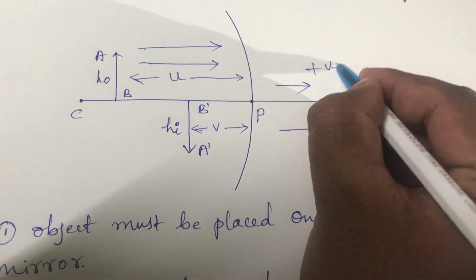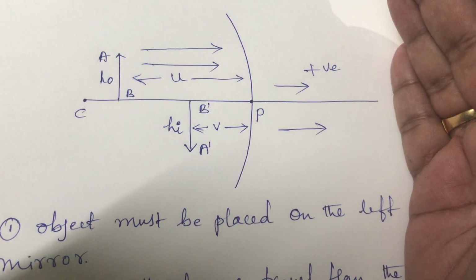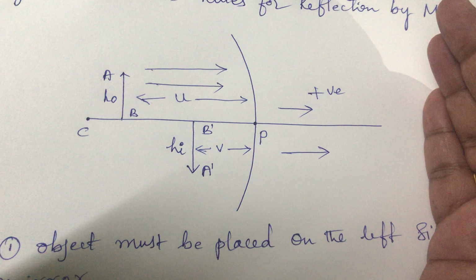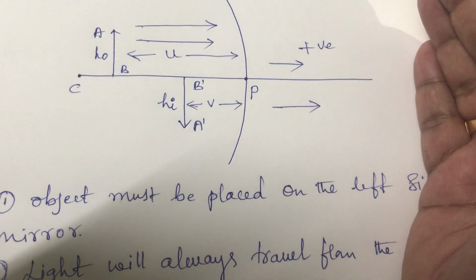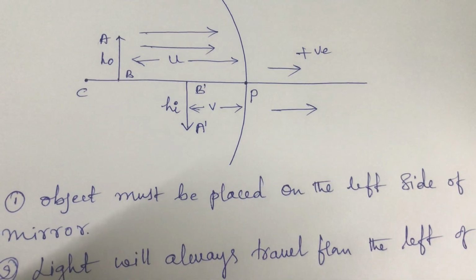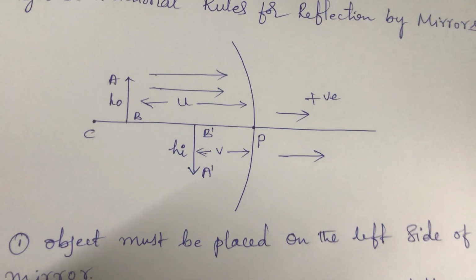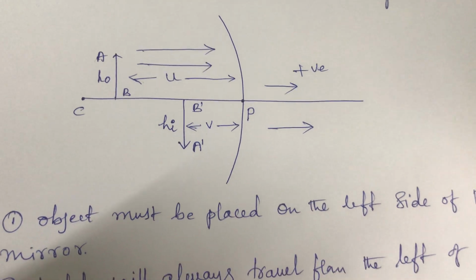This is clear here. Anything on the right side of the mirror, I mean inside the mirror, you have to take as positive. Anything in this direction, you should take as negative. These are the major things we have to consider while solving the numericals.